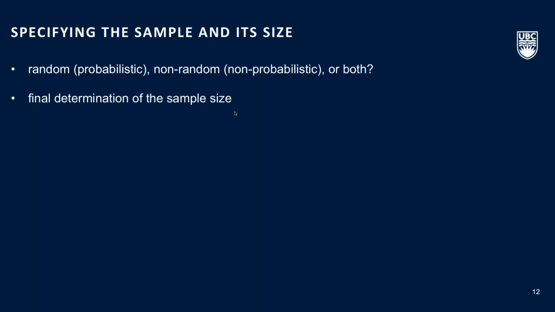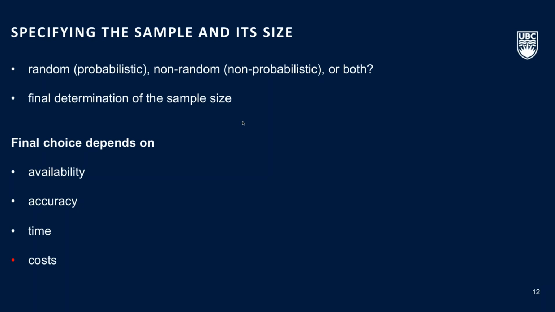You will need to decide at some point what the final determination of the sample size is. So what's the final sample? At one point you have to make that decision. And the final choice depends on availability of the sample. What level of accuracy do you want in terms of your results? The amount of time you have, and again, the costs. So time and costs come up over and over again.